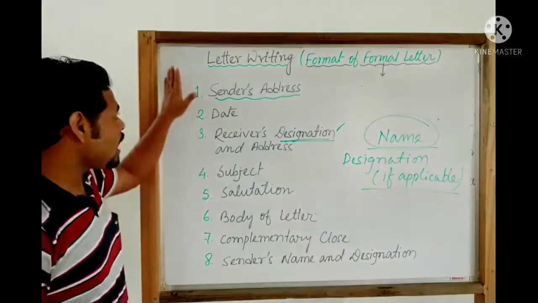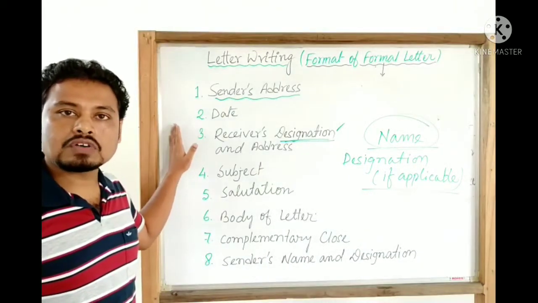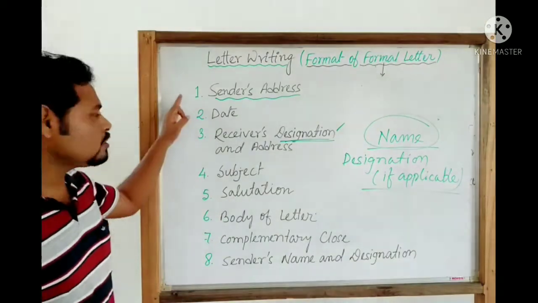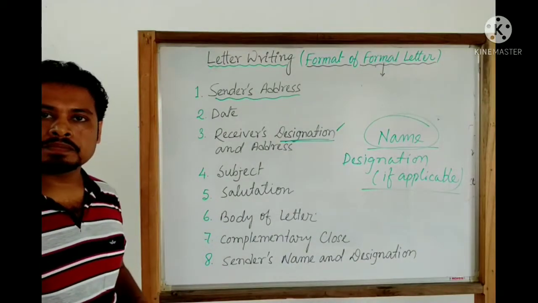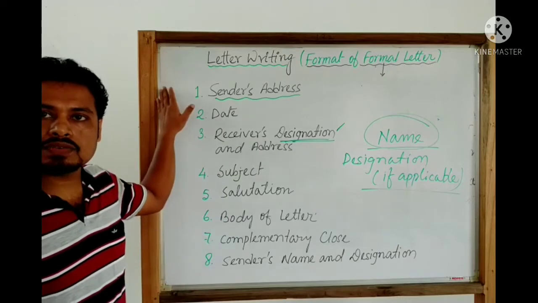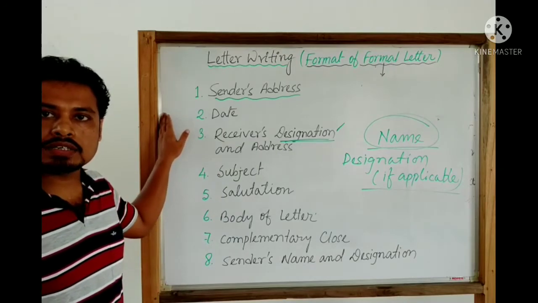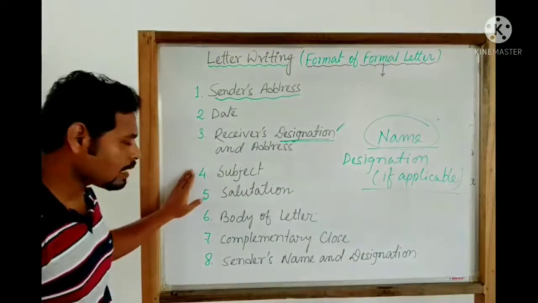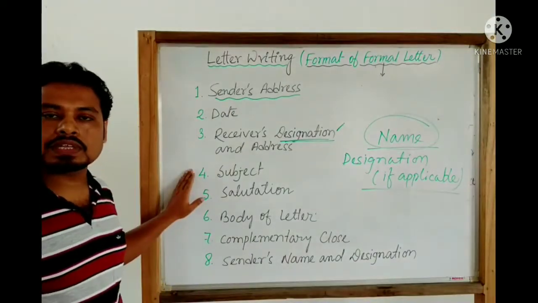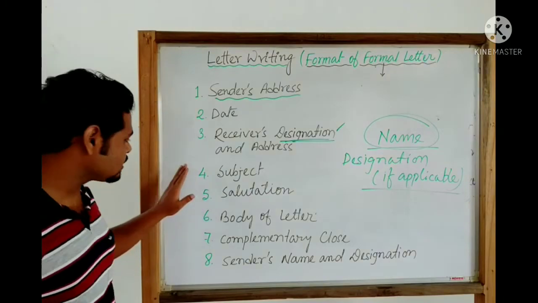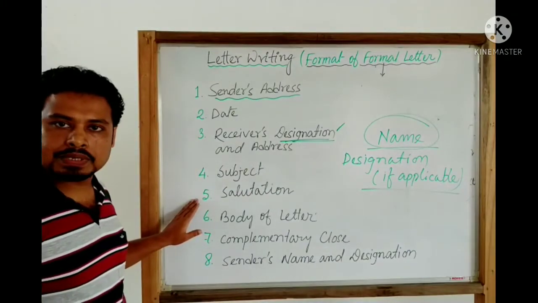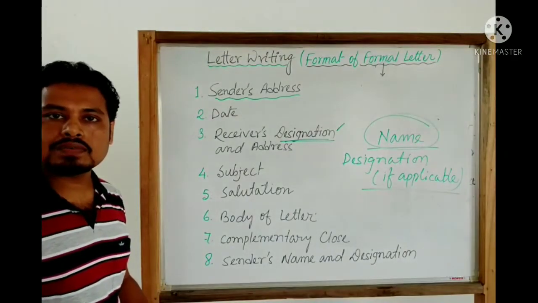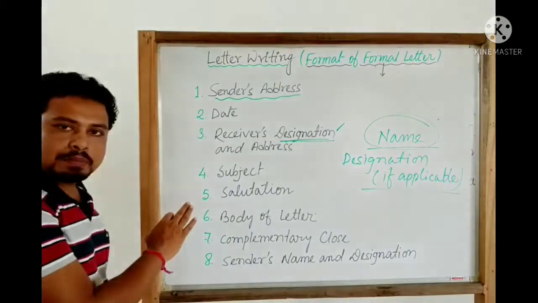So this is the format of writing a formal letter. We need to follow 8 steps. Number 1, the sender's address. Number 2, the date. Number 3, the receiver's address. Then we have at number 4, the subject of the letter. After the subject, we need to put the salutation like sir or madam, whatever it is. Then we have the body of the letter.